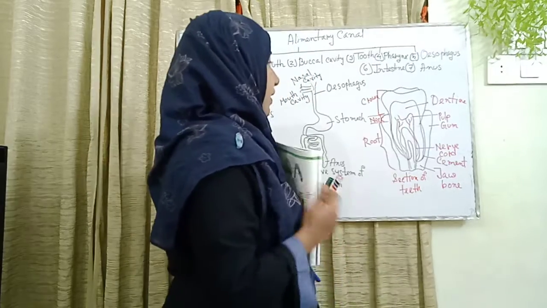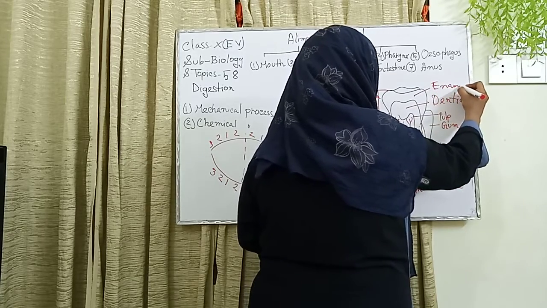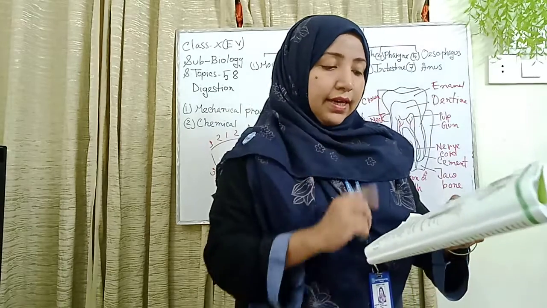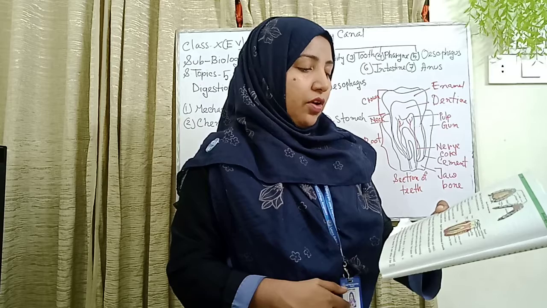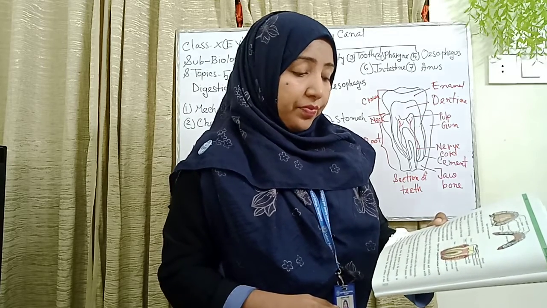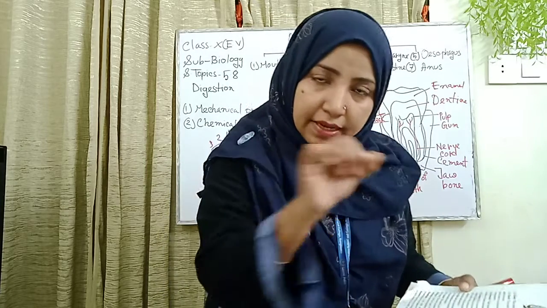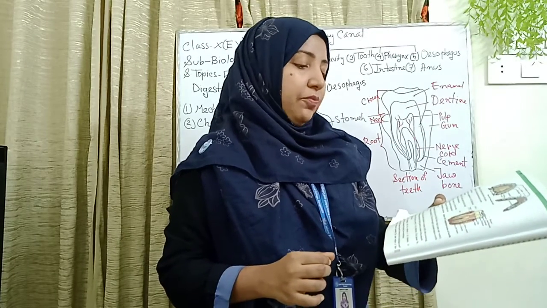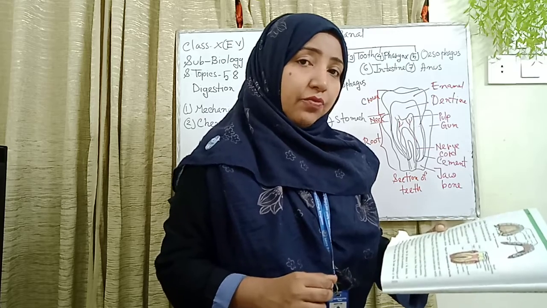Another is enamel. I draw this part as enamel. Please everyone see the book. What is enamel? The crown is covered with enamel. Enamel is the hardest component of a tooth. Both dentine and enamel are composed of calcium phosphate, calcium carbonate and fluoride. Please underline these chemical compounds: calcium phosphate, calcium carbonate and fluoride.